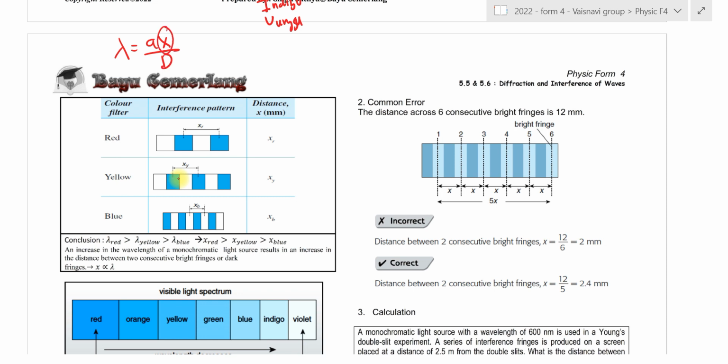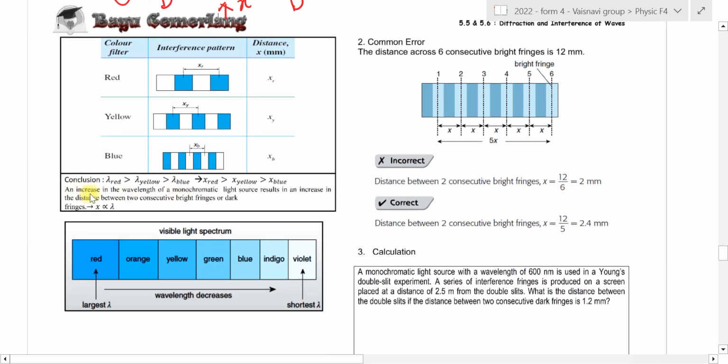Okay, kita nak compare apa? X dengan lambda kan? Jadi bawa dia orang sama-sama. Kita akan jadi A and D, right? Hubungan dia bahagi. Membawa maksud, when the wavelength is greater, your X will be greater. Okay? So that's the interpretation.